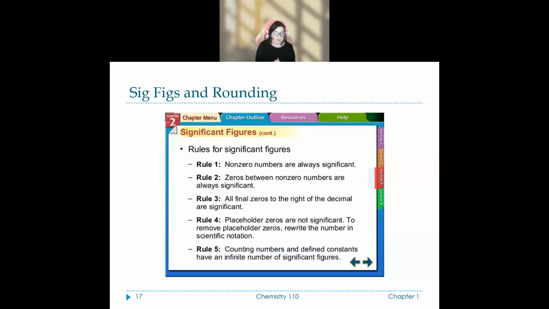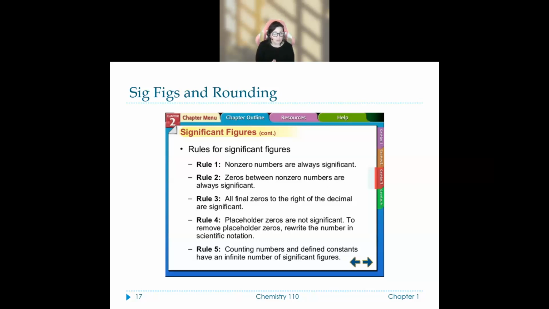First thing I'm going to tell you, zeros are not always significant. Non-zero numbers are always significant. Zeros may be. So non-zeros always are, zeros may be. Zeros between non-zero numbers are always significant. All final zeros to the right of the decimal are significant. Placeholder zeros are not significant.